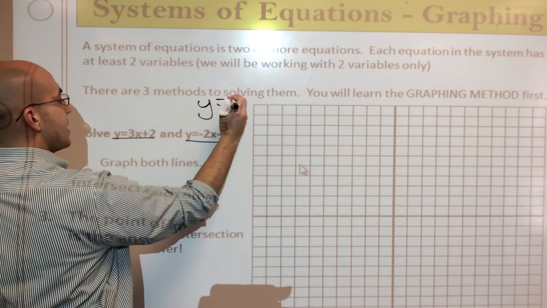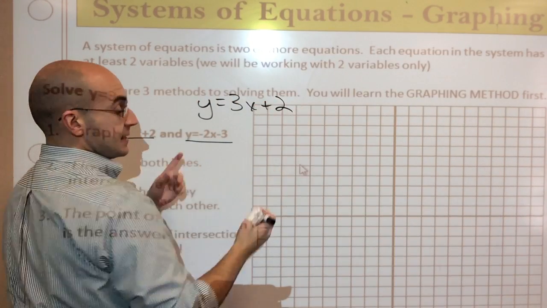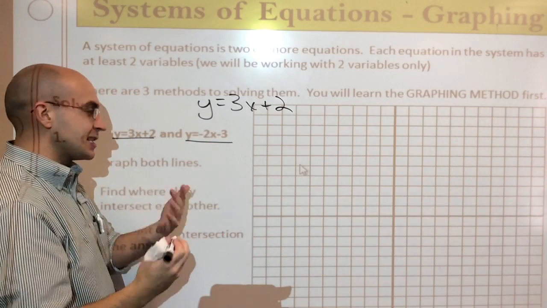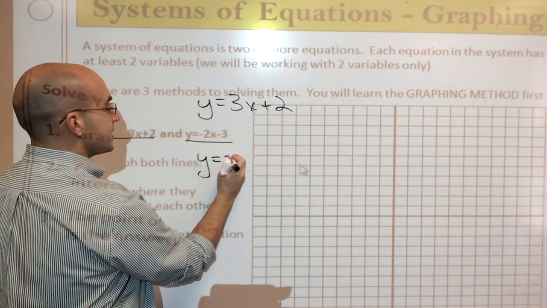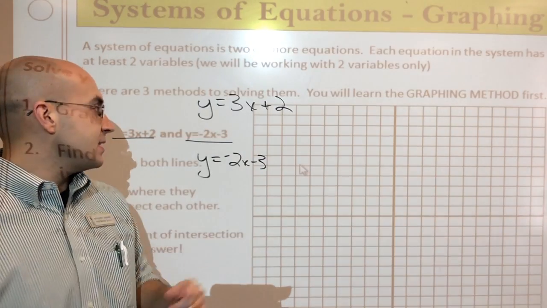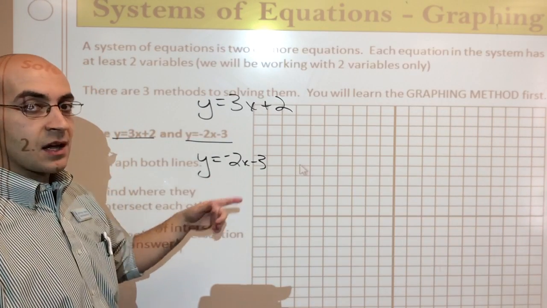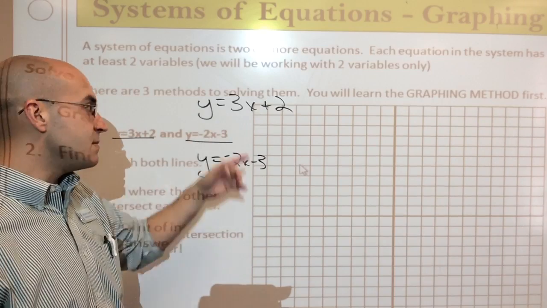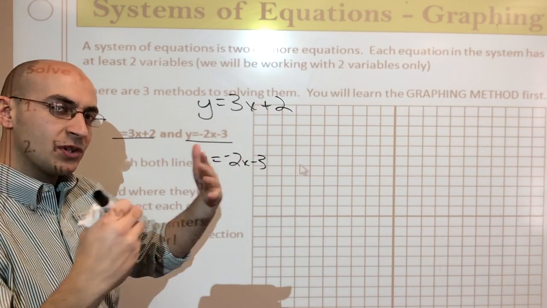So the first equation is y equals 3x plus 2, right? And it's in slope-intercept form, so it's a good thing we did slope and slope-intercept. And then the other one is y equals negative 2x minus 3. The graphing method is very simply this. I'm trying to solve for x and y, and I can because there's two equations. We're going to put these together.